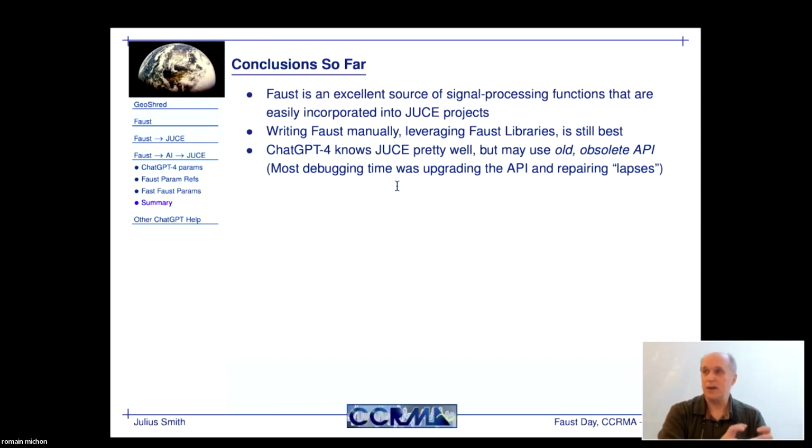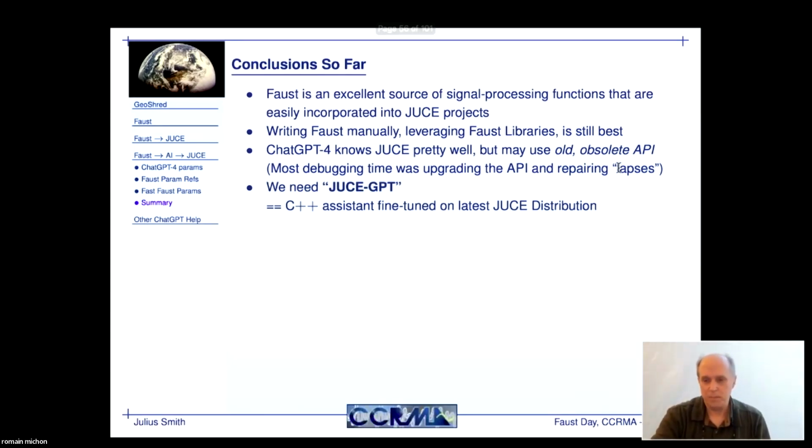It's when it has to write low-level Faust, the kind of Faust you see in your error messages from the Faust compiler that we all had to learn how to read at some point, that it really seems to struggle. It's when it's got to do that low-level stuff. So most of my debugging time with GPT was upgrading the API and repairing just complete lapses. There are times when it absolutely doesn't know what's going on.